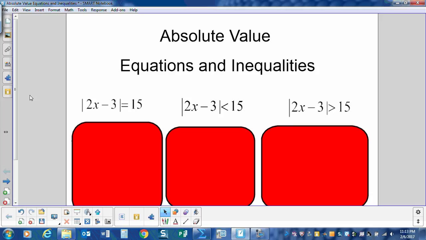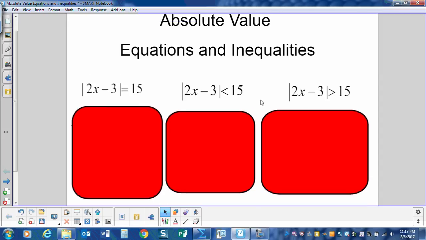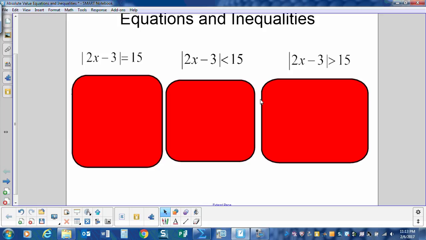Today we'll be solving absolute value equations and inequalities. So we'll be looking at three types. First will be an absolute value equation. The second will be an absolute value inequality with a less than or less than or equal to sign. And the third type will be an absolute value inequality with a greater than or greater than or equal to sign. So before we get started, let's look at what our solutions will look like.